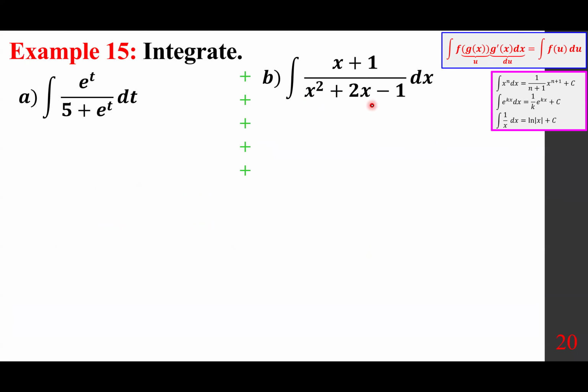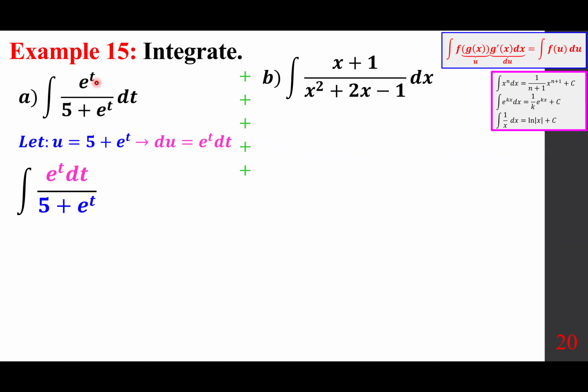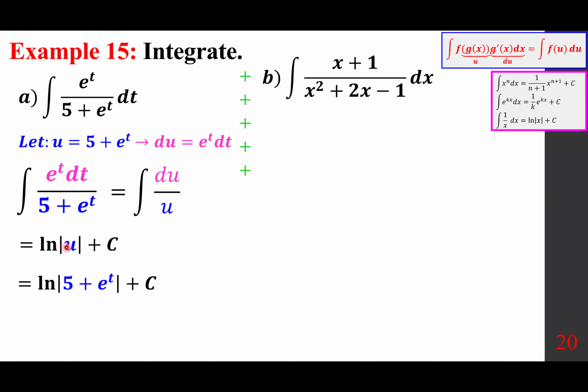What happens when you're dealing with fractions? Step 1, simplify if you can. Step 2, if you cannot, the denominator is a choice of u. Notice its derivative is e to the power of t, therefore du is e to the power of t dt, and dt always belongs to the numerator. Rewrite it, and notice the integral of 1 over x dx is natural log, so the same thing here: natural log of u and a constant, and substitute, and you're done.